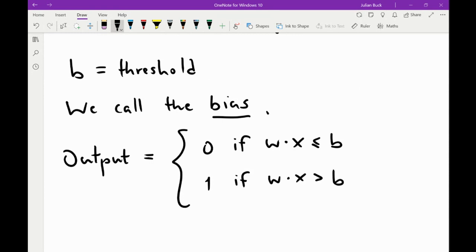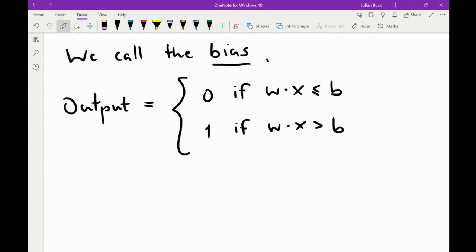Okay, so what we're going to do now is just rewrite this a little bit. We're going to move the b over to the other side, so then our threshold, in some sense our decision boundary, is just going to be 0 all the time, which is nice, right? So less than or equal to 0, greater than 0. But we'll also just change notation a little bit.